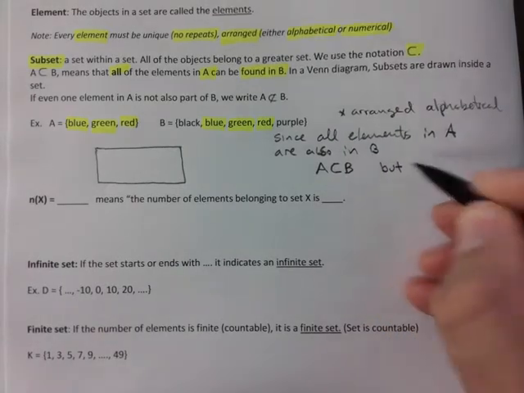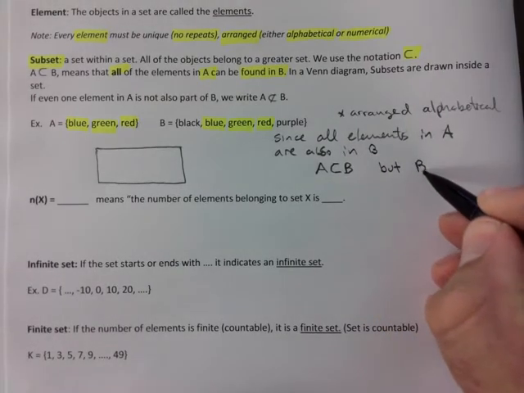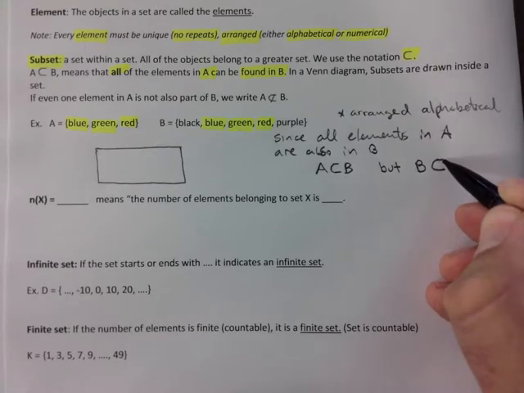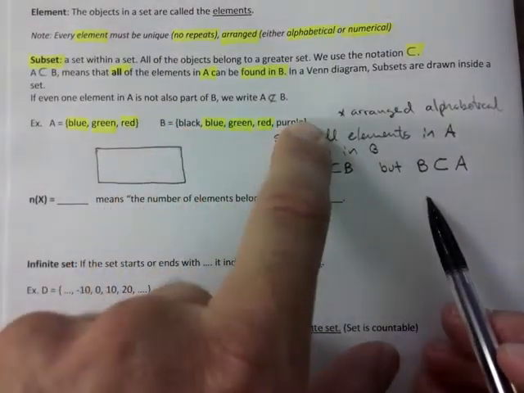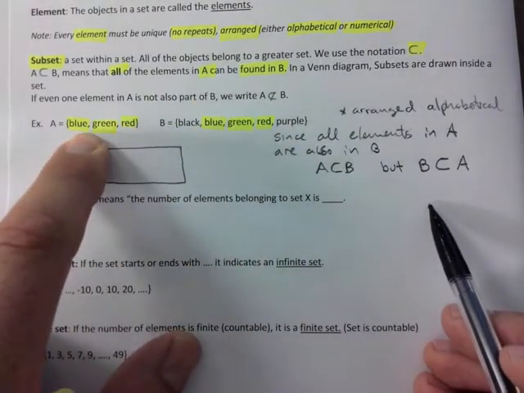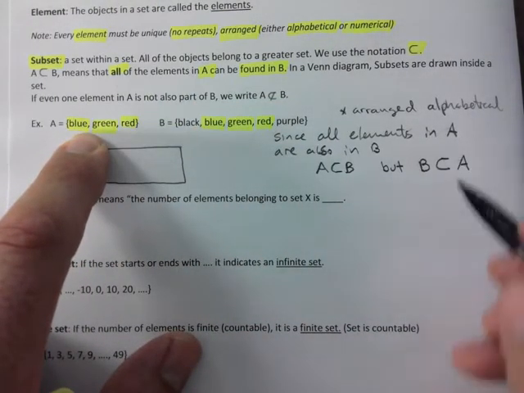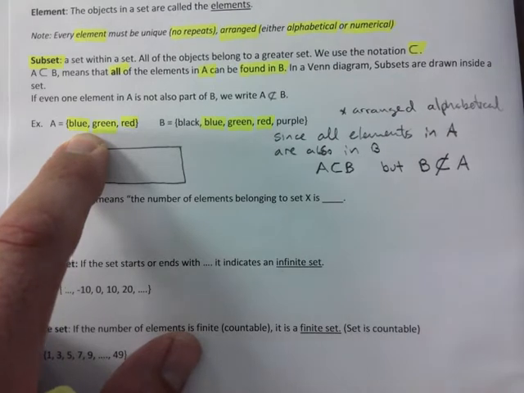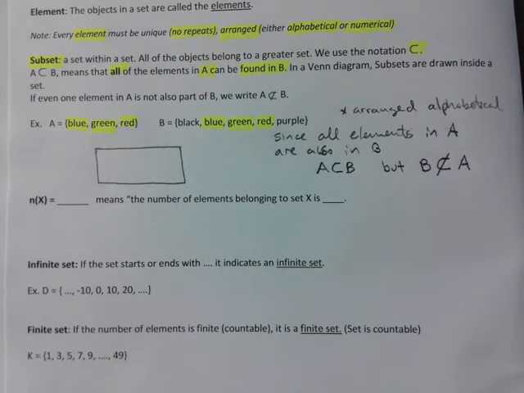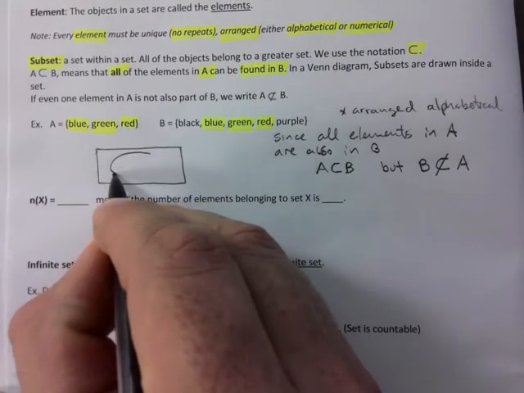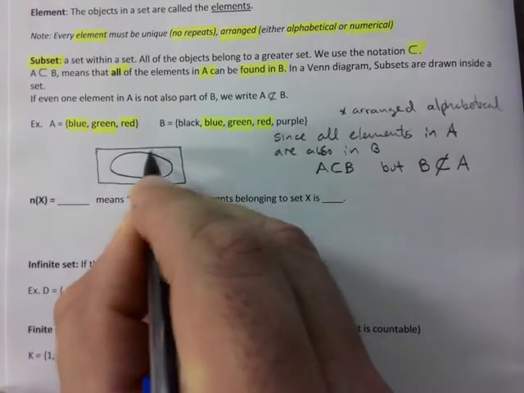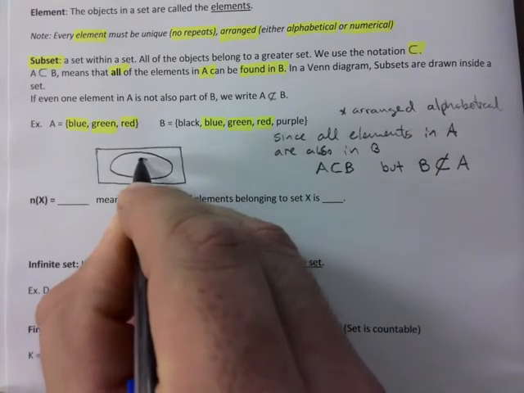But can we say this? Can we say that all elements in B are also found in A? No, right? So then you have to do one of these. All elements in B are not found in A, but the other way around, yes. Okay. So watch what I'm going to do. I'm going to draw a bigger circle that's going to represent set B, and A is going to be inside of it.